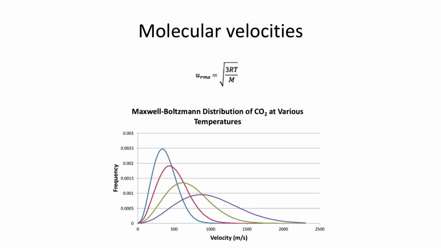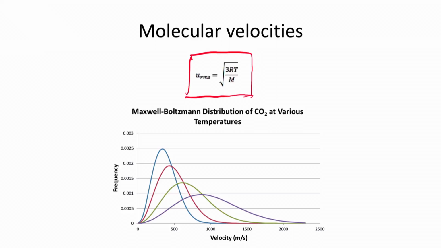And so Boltzmann came up with an equation to actually show what these velocities look like, and I'll show that to you here. Boltzmann figured out, and others, that the root mean square velocity of a gas is equal to the square root of 3RT over the molar mass.